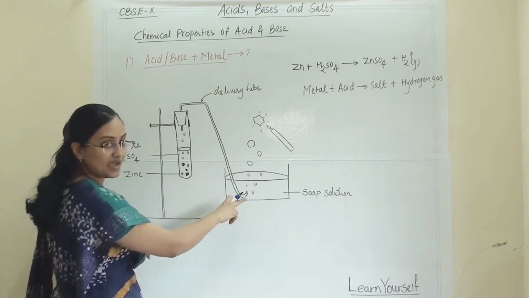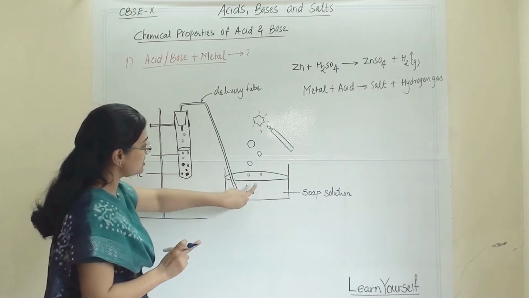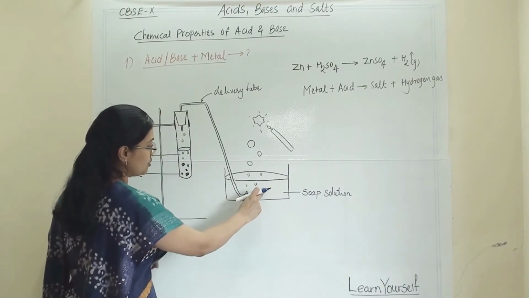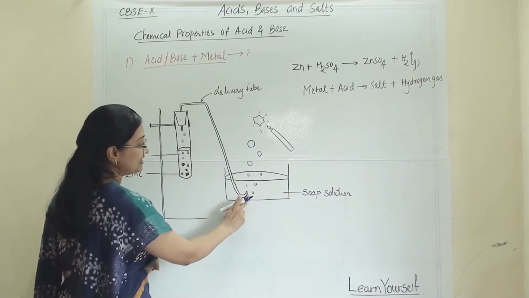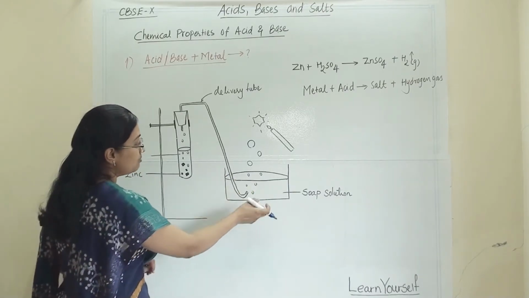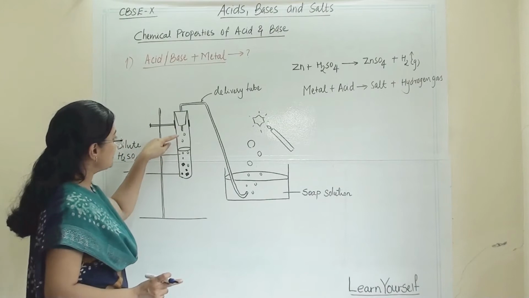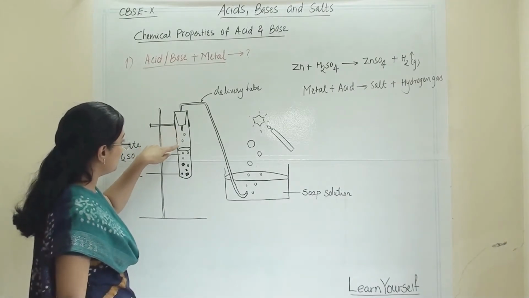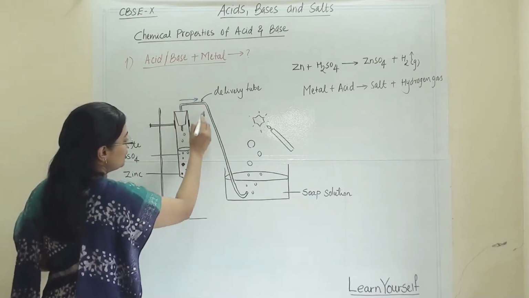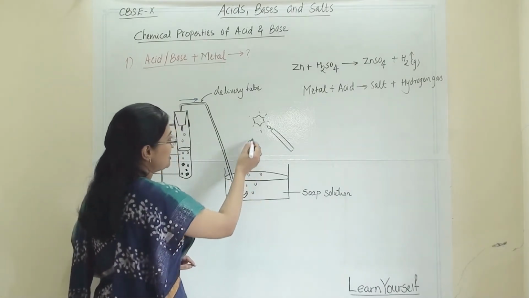How have I arranged my apparatus? From this test tube, one delivery tube will go to this soap solution bath. In this vessel I have kept soap solution, and this delivery tube is dipped directly into it. As the bubbles start coming out, that gas will pass through this delivery tube and come to this vessel. From here those bubbles will come out.